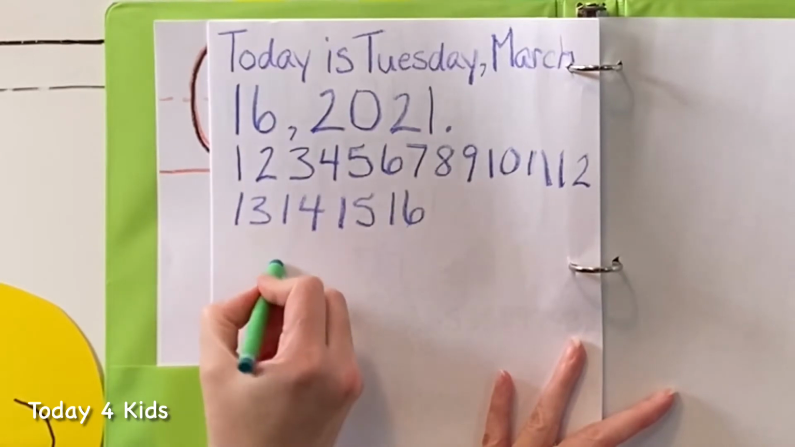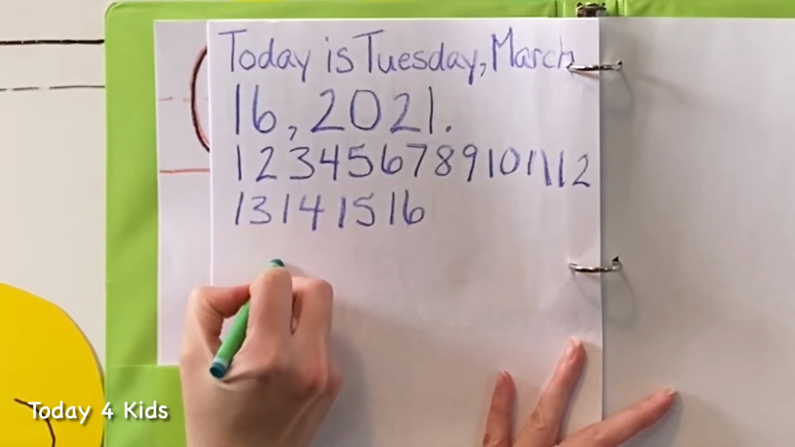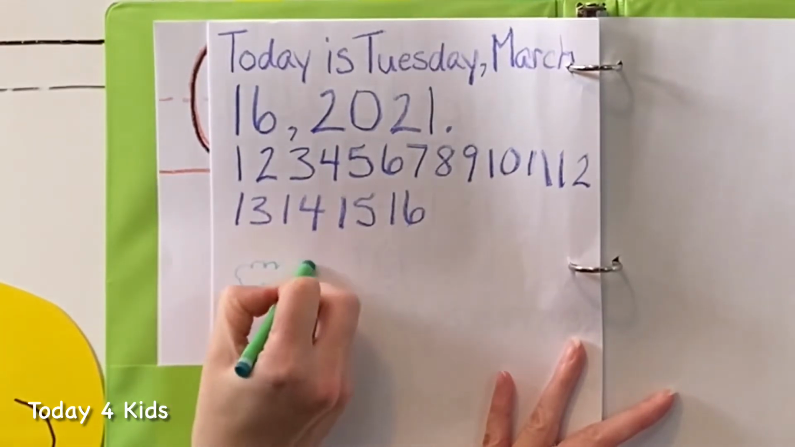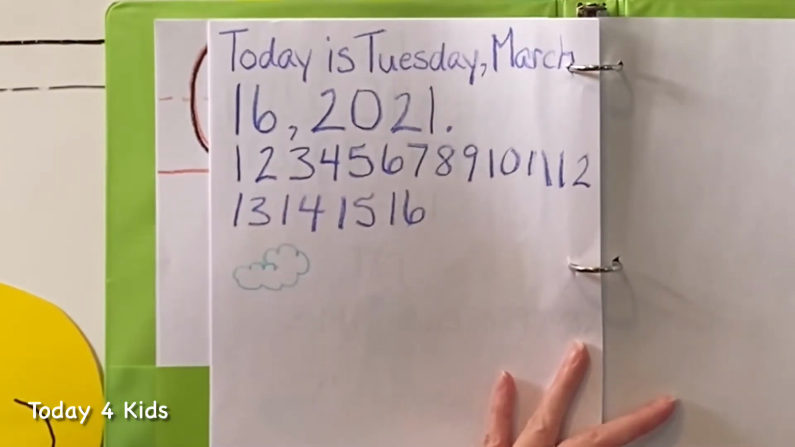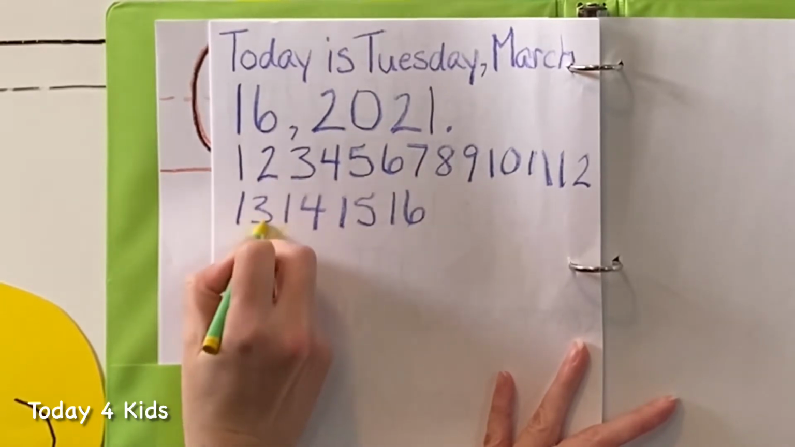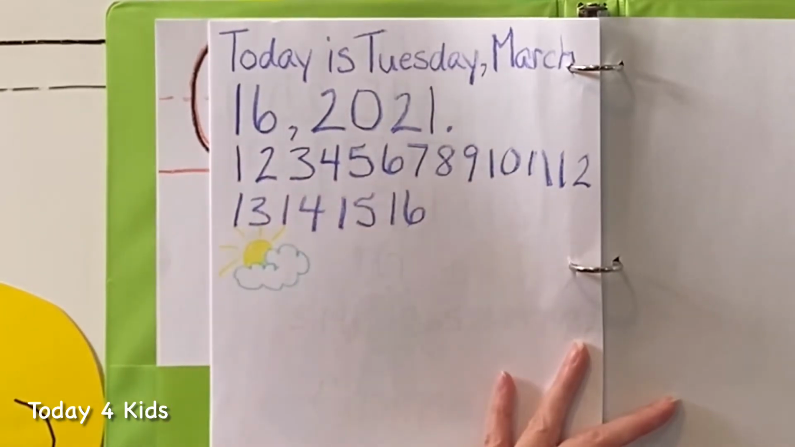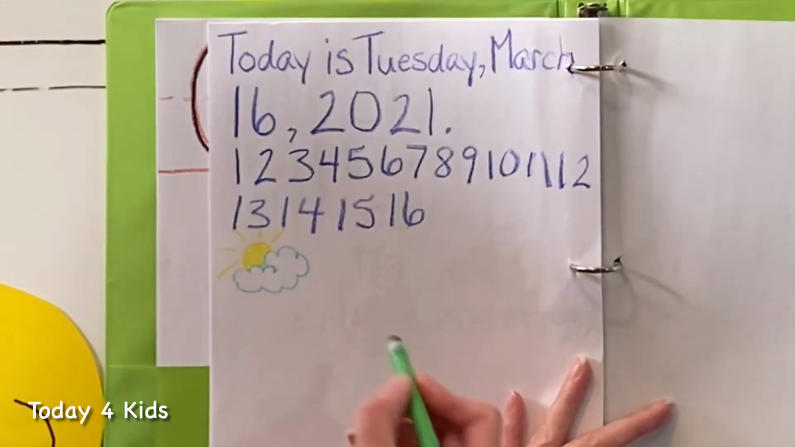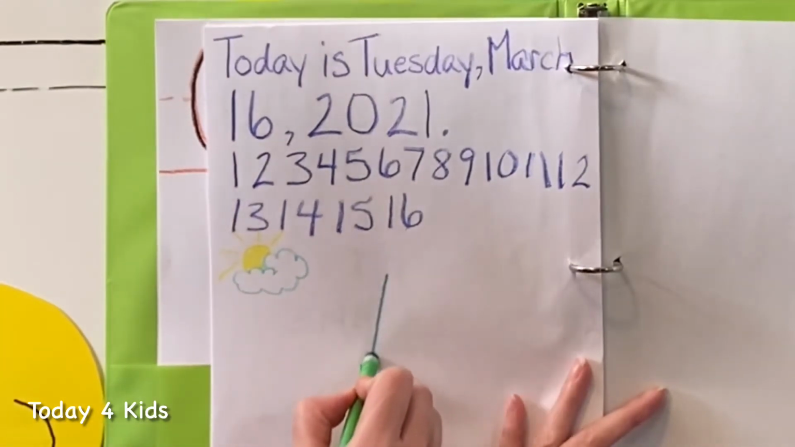I'm going to draw a cloud into my agenda, and you can draw whatever kind of weather you are having in your agenda. So we've got a partly cloudy, partly sunny day. So we'll do my sun and a cloud. And today I'm going to write a letter to my friend.